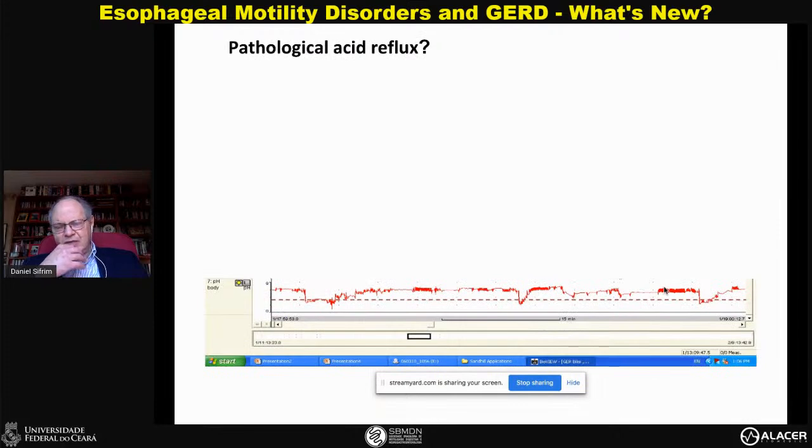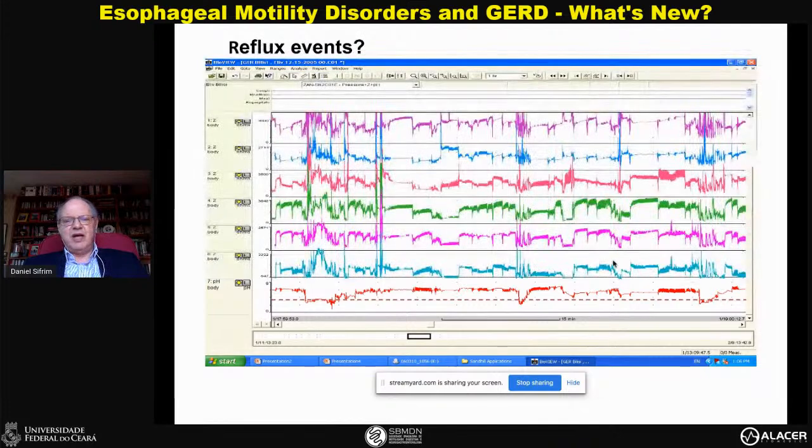Let's have a look at a couple of examples of the usefulness of impedance. This is a pH recording. You can see this is 0, this is 9, and the line is pH 4. In this case, there are drops in pH below 4 that can be considered by pH-metry acid reflux episodes. However, if we add the concordant impedance tracing, you can see that these pH drops are associated to very peculiar patterns of impedance changes, which are not swallows.